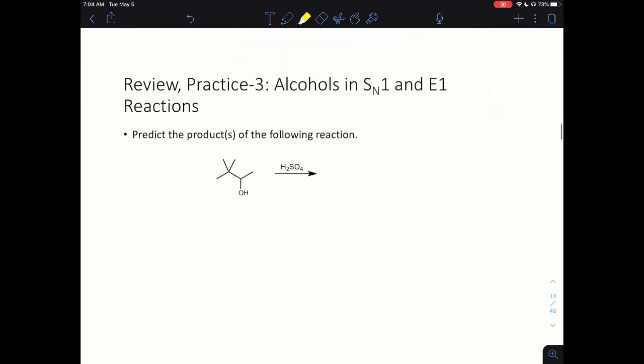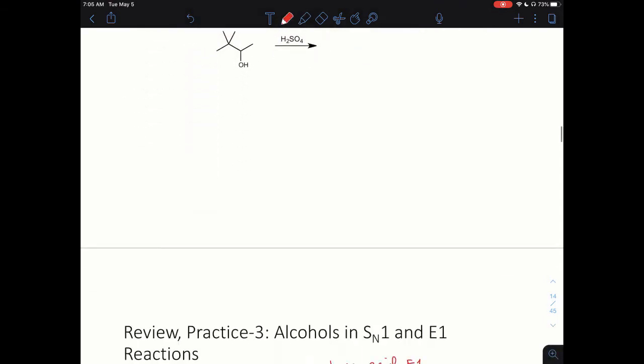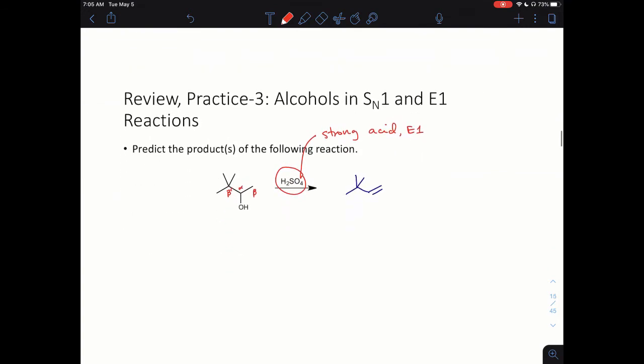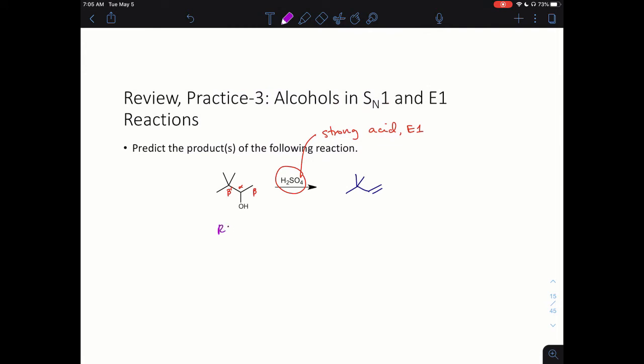Okay, last one. So predict the product of this reaction. Well, sulfuric acid is a strong acid. We also know that its conjugate base is weak and not nucleophilic, and so typically it facilitates E1 eliminations of alcohols. So for this alcohol, I've looked at the beta carbons.